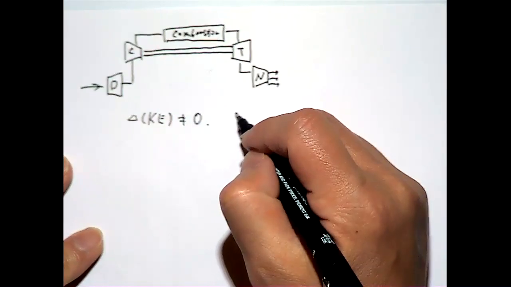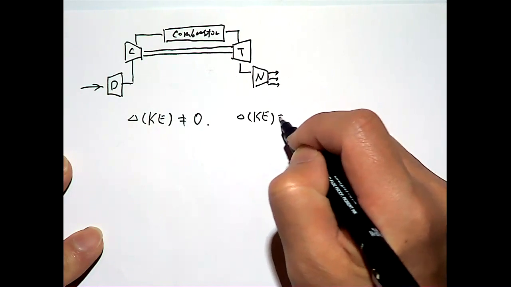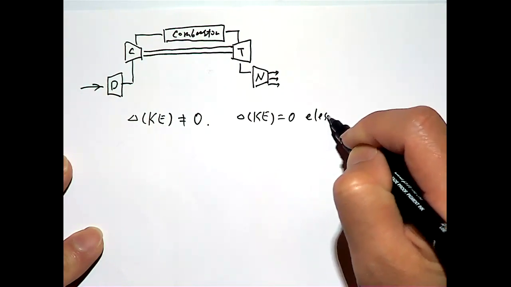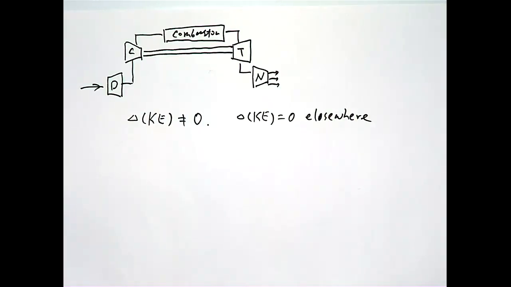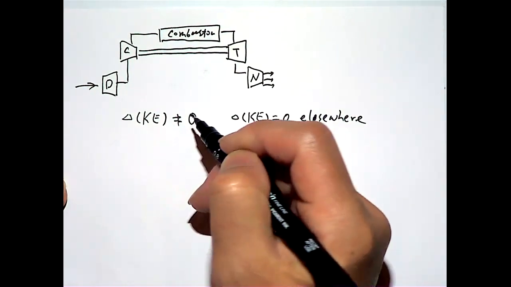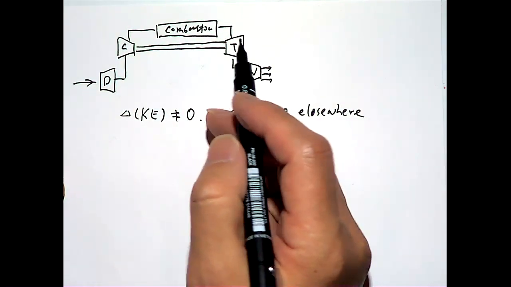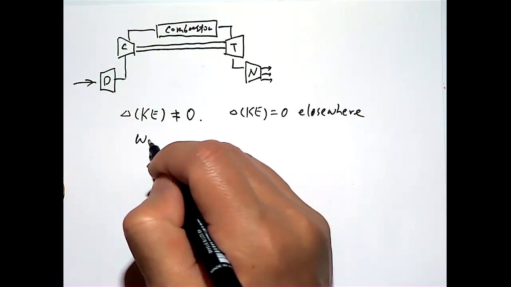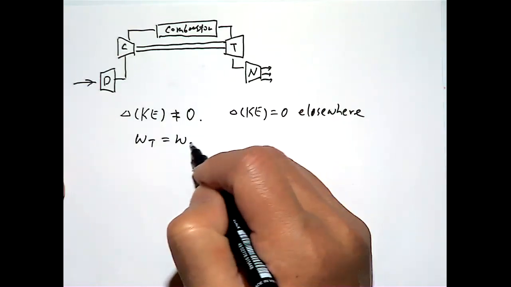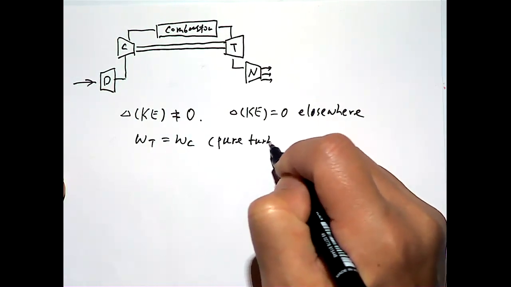But everywhere else, you can still consider that the kinetic energy change is zero elsewhere in the cycle, right? Another thing is, in this pure turbojet cycle, we consider that the turbine does not output useful work. As said, the function of the turbine is just to drive the compressor. So the work at the turbine is equal to the work of the compressor. So that's for this pure turbojet cycle.